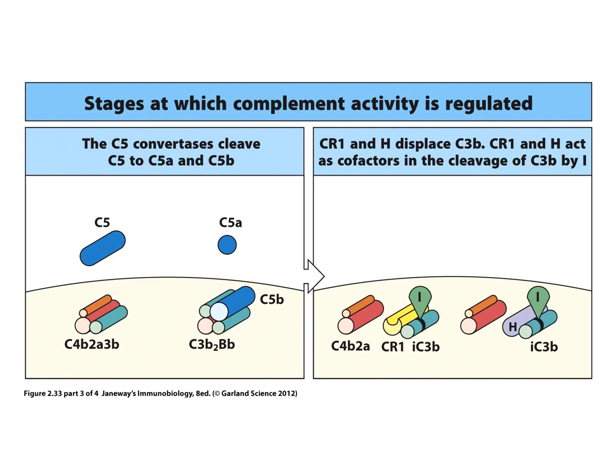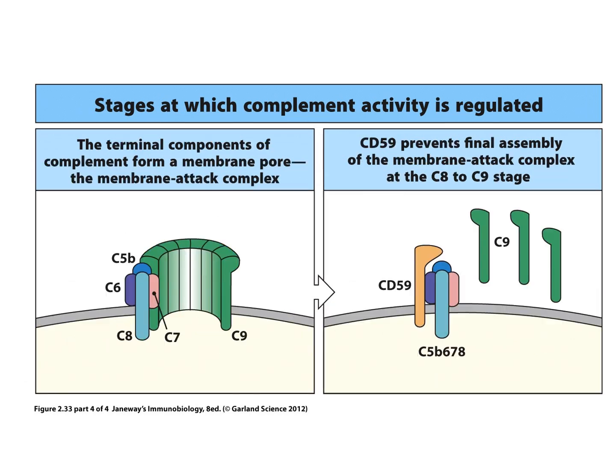C5 convertase. So even if you do get a stable C4b, 2a, 3b, and complement 5 protein is recruited in, you can still have the dissociation of that complex before or after C5 is cleaved and 5a released. So things are not always irreversible.